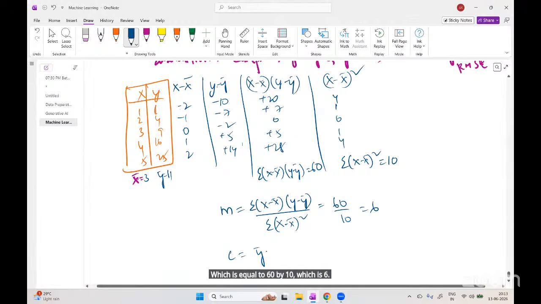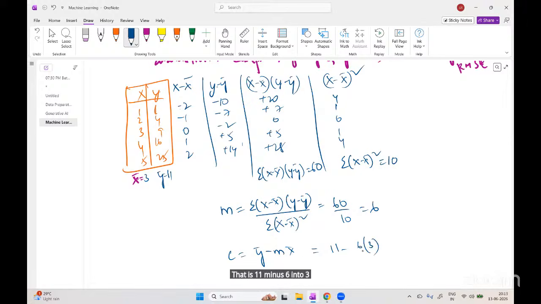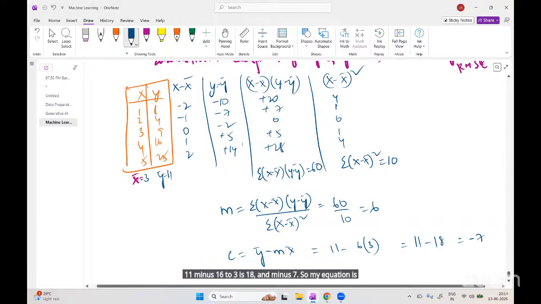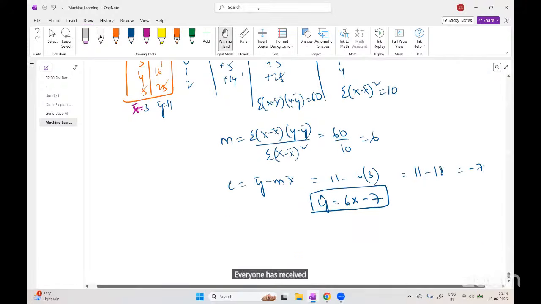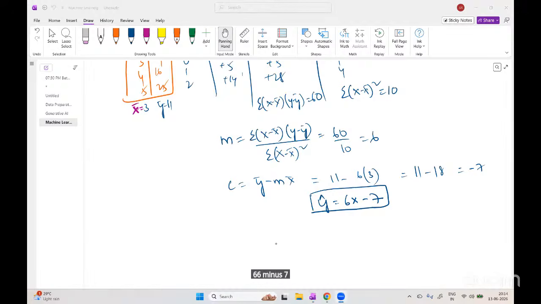C is equal to y bar minus m into x bar. That is 11 minus 6 into 3, which is 11 minus 18, so minus 7. So my equation is y hat is equal to 6x minus 7. Everyone has received the same 6x minus 7.